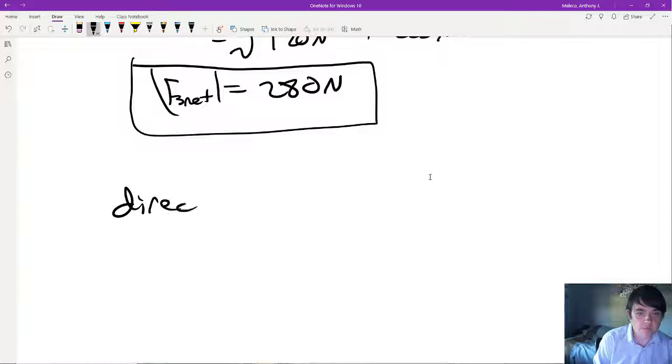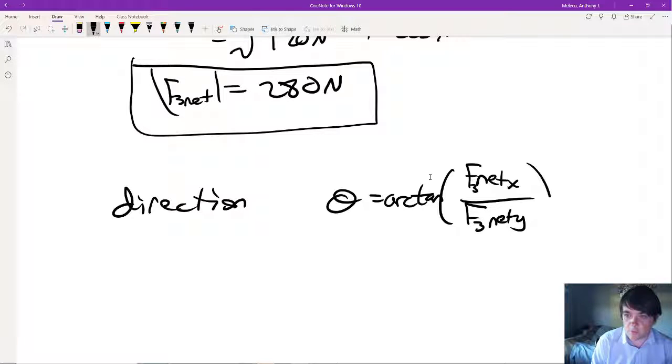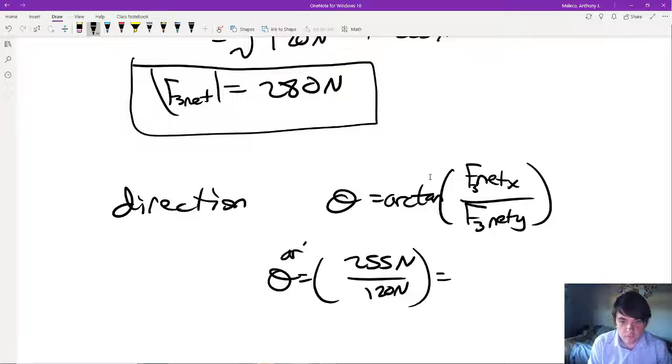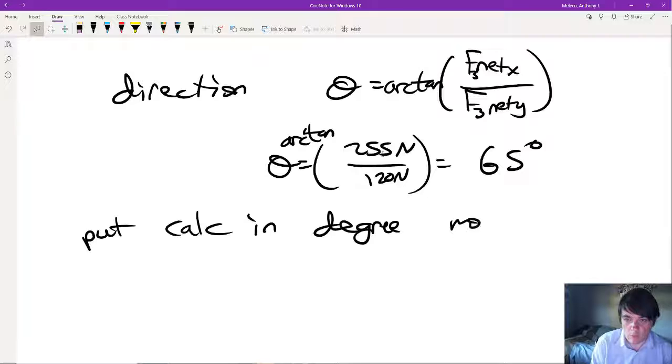Direction, if you guys remember how to do direction, it's theta equals the arctangent of F3 net x, the x components, over the y components. And so theta equals 255 newtons over 120 newtons. The newtons cancel, giving us unitless. And this is the arctan of that, sorry. And this equals 65 degrees. Again, make sure your calculator is in degree mode. Okay.